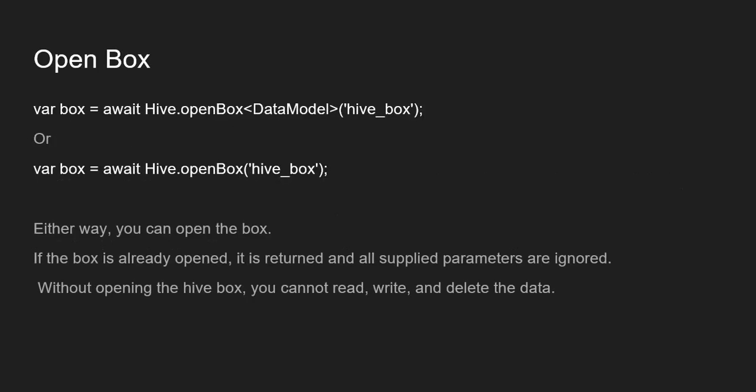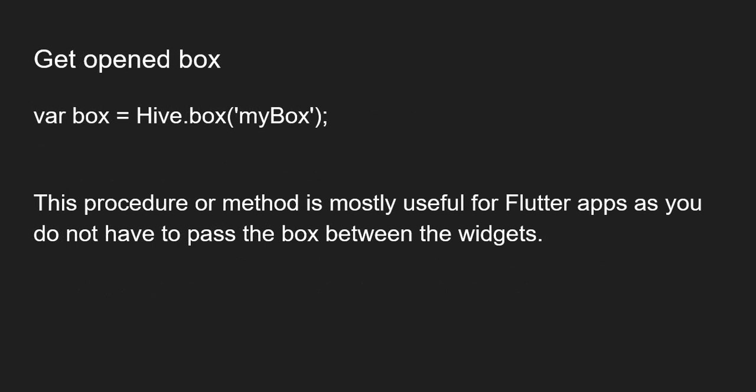And first we need to open a box to use Hive, and to open a box we can use this syntax: open box with the data model. That means our model, and then the box name. And then also we can use the syntax without the data model, and we can use either way. Without opening the box we cannot perform any operations, that is to create, read, update or delete the data. And to get the open box, it is very simple: use Hive.box and our box name.